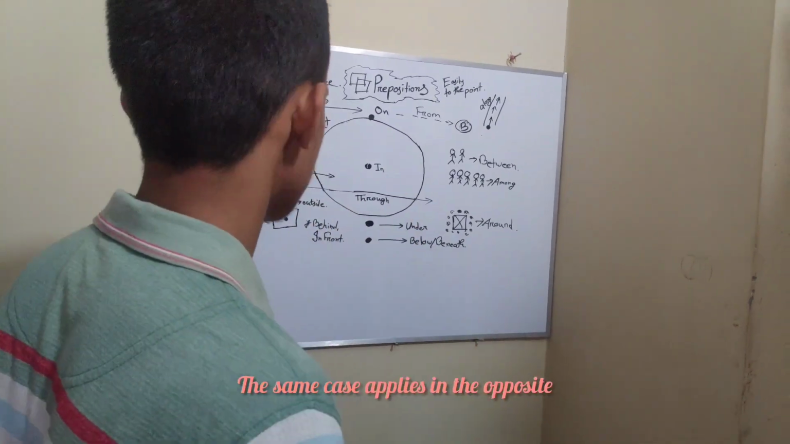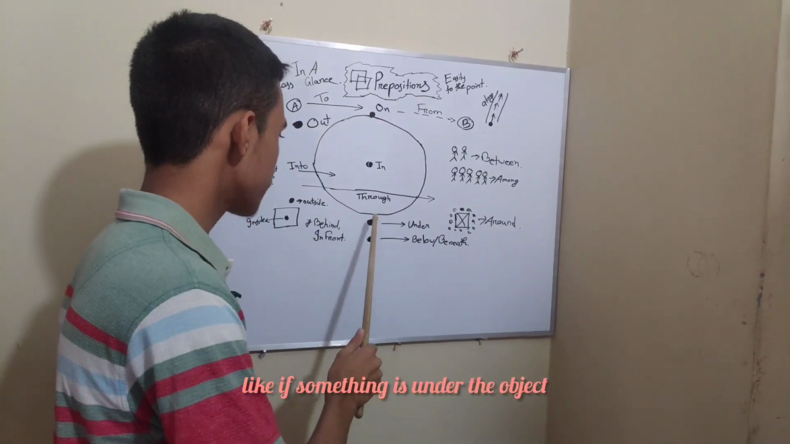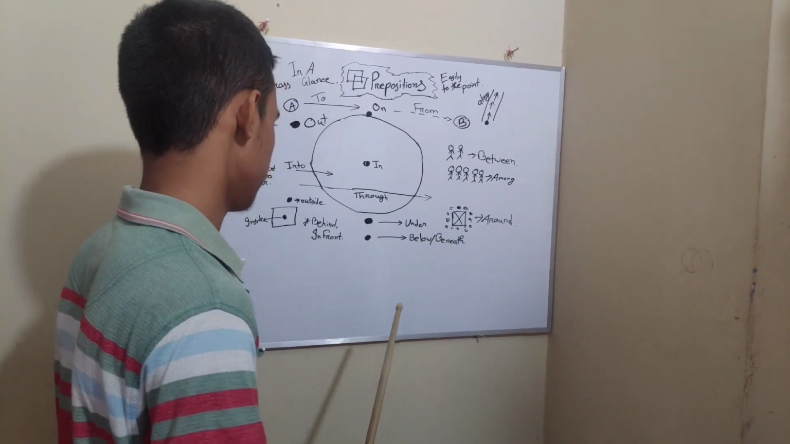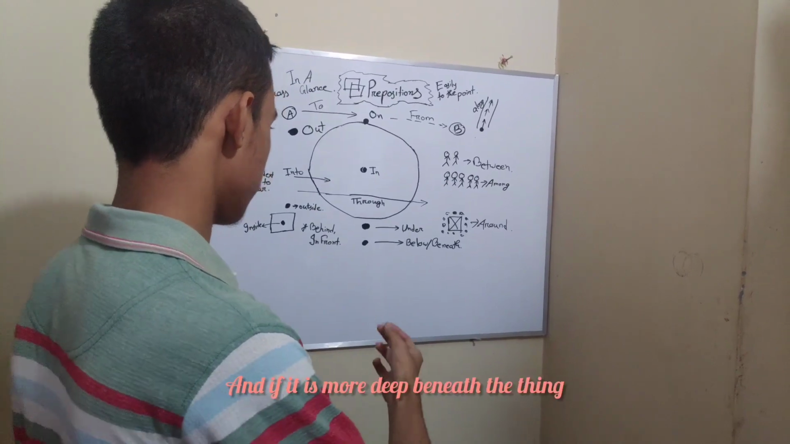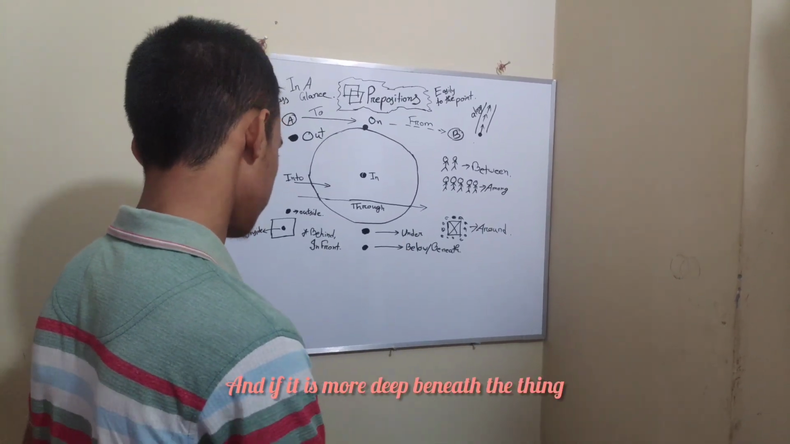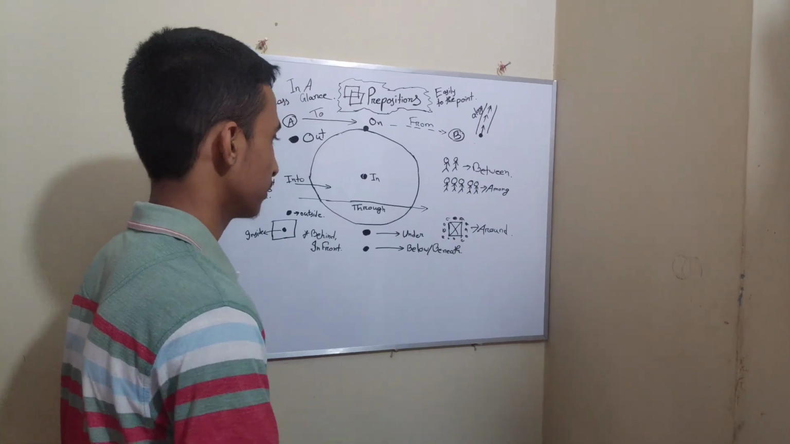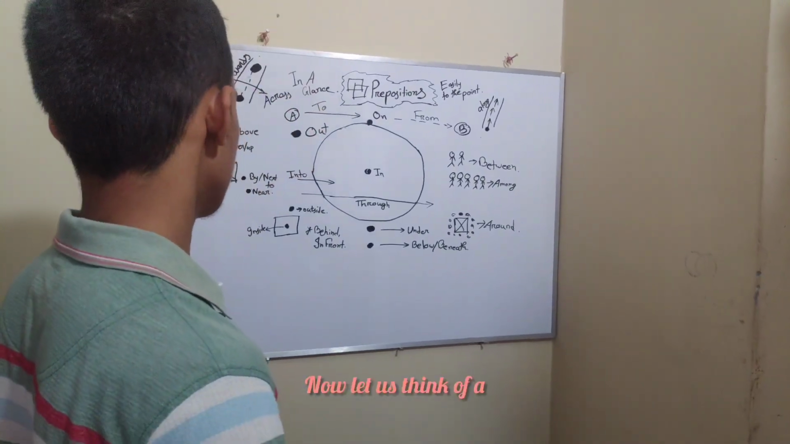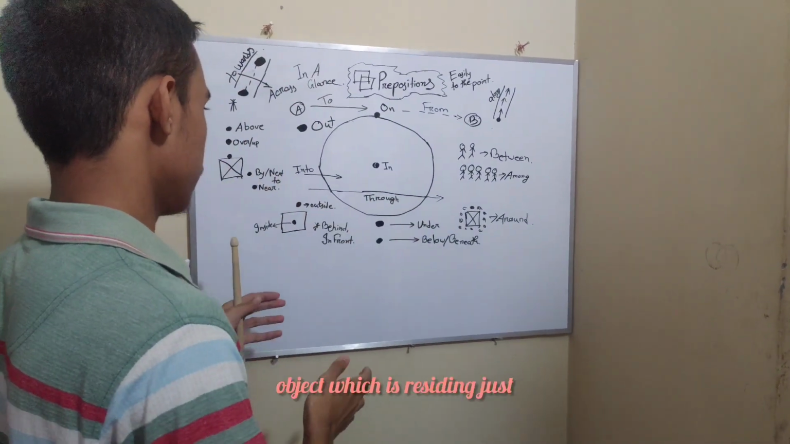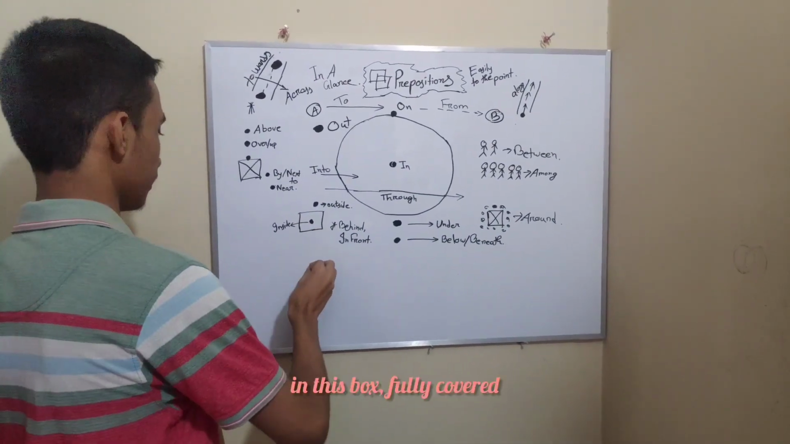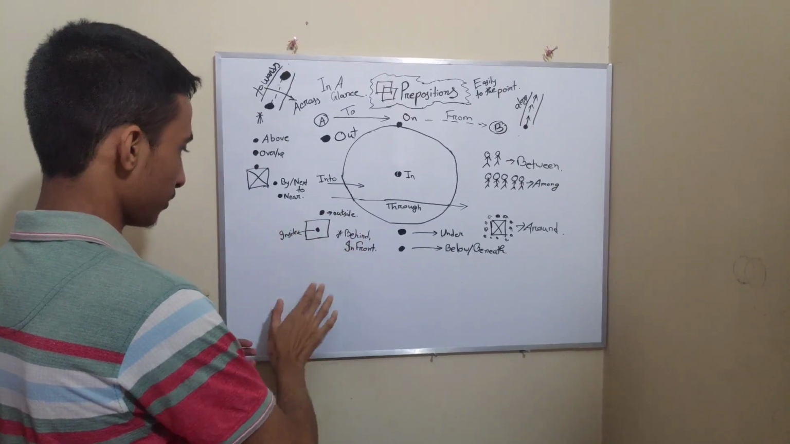The same case applies in the opposite direction. If something is under the object, you just use the preposition under. If it is deeper beneath the thing, the preposition you are going to use is below or beneath. Now let's think of an object which is residing in this box, fully covered.